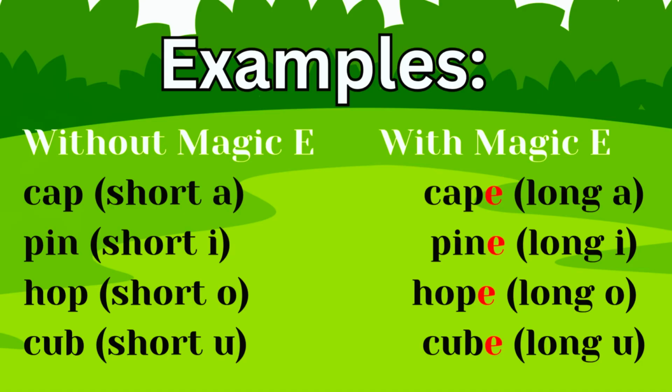Hop, short O. When E is added to the end of that word, it gives the long O sound. Hope. Cub, short U sound. When E is added to the word, it is cube. Long U sound. Let us look at some other examples. We are going to use our letter sounds to decode the CVC words and the CVCe words. Let's go.